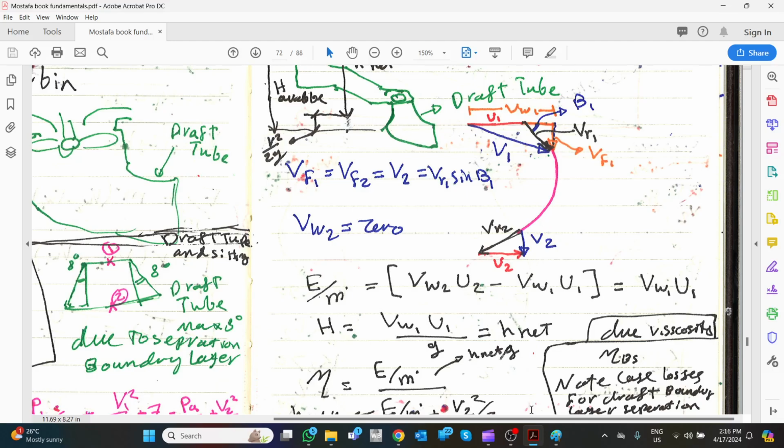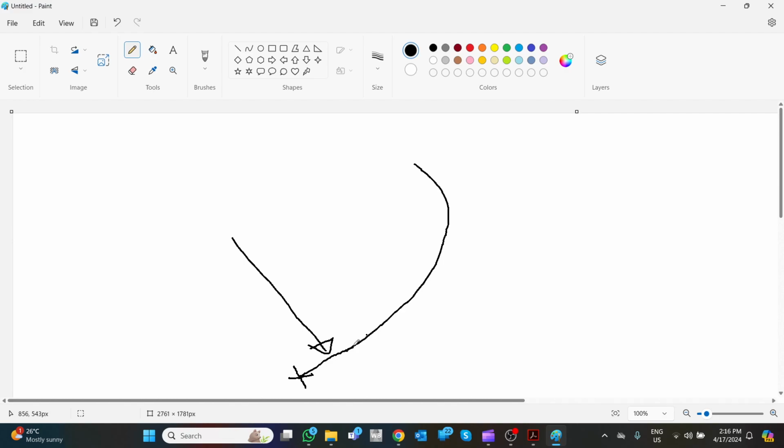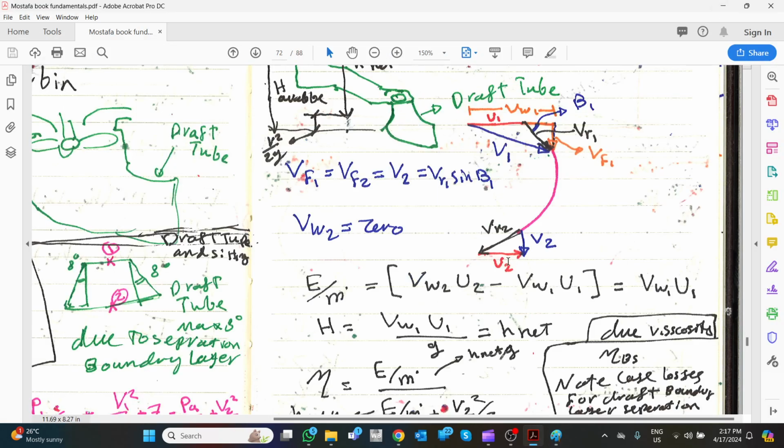But because the flow is going exactly to here, exactly like this, and it is rotating like this, there is no component of the exit velocity affecting the rotation itself, which means there is no whirling velocity at the exit. V2 is just vertical on the rotation itself, which means whirling velocity 2 equals 0.